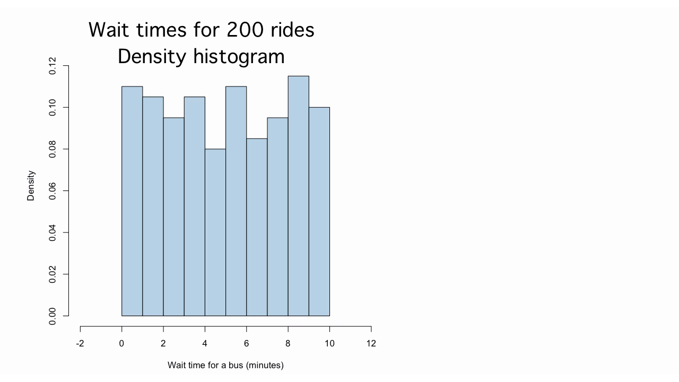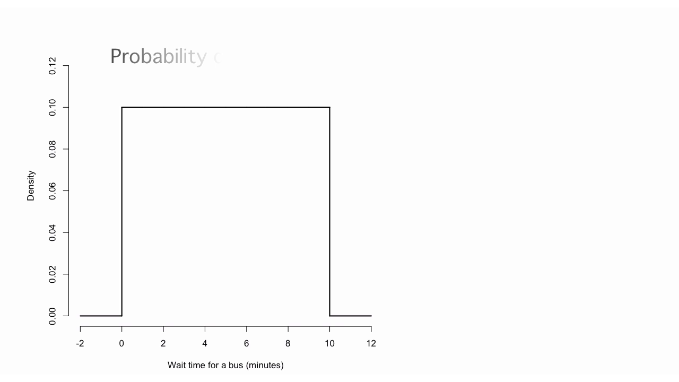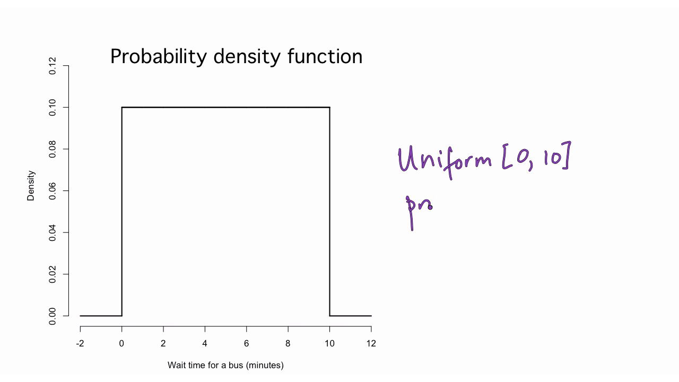We could approximate this density histogram by a smooth curve to capture the overall shape of the distribution of wait times. Smoothing this density histogram gives us a mathematical model for the probability density function for our bus riders' wait times. And that smoothed curve would be the uniform on the interval 0 to 10 probability density function. That is a horizontal line that is at height 1/10 and ranges from 0 to 10. We could then use this model to estimate the probabilities that the wait times are in any interval.